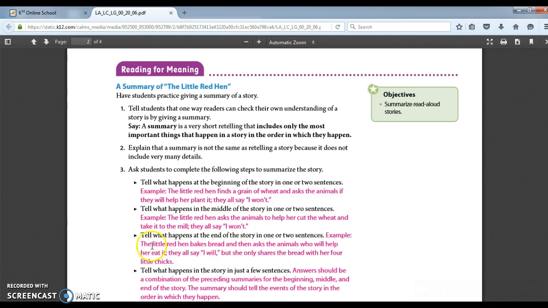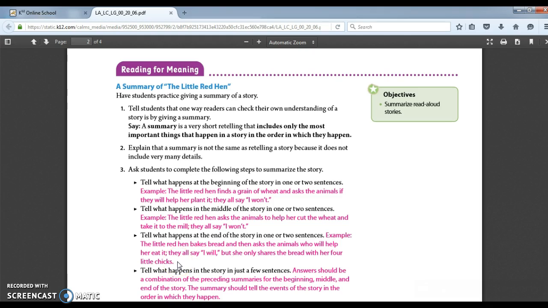Now, boys and girls, tell your learning coach what happens at the end of the story. And remember to use only one or two sentences. If you told your learning coach the little red hen baked the bread and then she asked the animals who will help her eat it, that is correct. And what did they all say when she wanted to know if they would help her eat it? They said, I will. But she only shares the bread with her 4 little chicks.